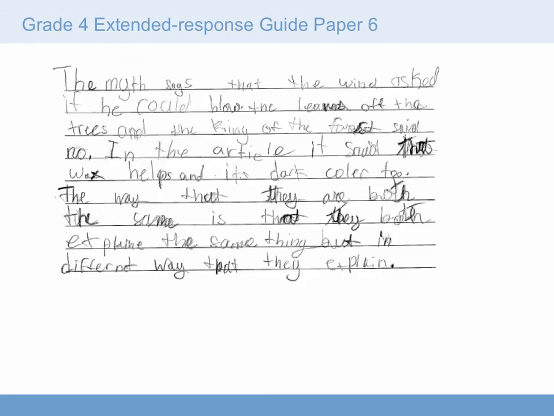Guide paper 6 is another 2. "The myth says that the wind asked if he could blow the leaves off of the trees, and the king of the forest said no. In the article, it said that wax helps, and its dark color too. The way that they are both the same is that they both explain the same thing, but in different ways that they explain."